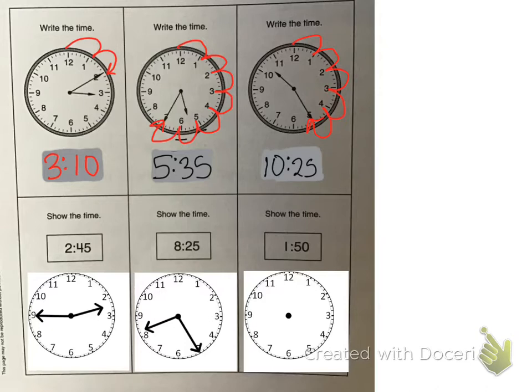The last time is 1:50. So my hour hand is going to be between the 1 and the 2, and my minute hand I'm going to count around. So 5, 10, 15, 20, 25, 30, 35, 40, 45, 50. And that's how we'd show 1:50 on my clock.